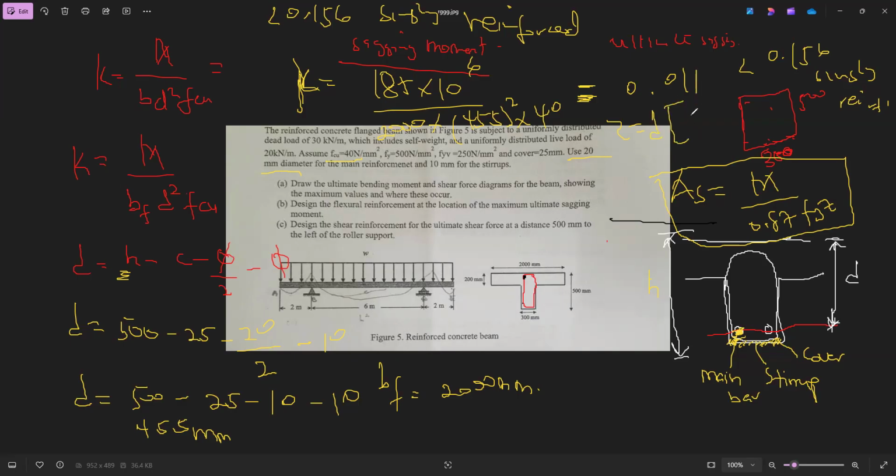z is d times 0.5 plus square root of 0.25 minus K over 0.9. Okay, so let's find the z. Or we compare with 0.95d and take the lowest. So z is d multiplying 0.5 plus square root of 0.25 minus K over 0.9.